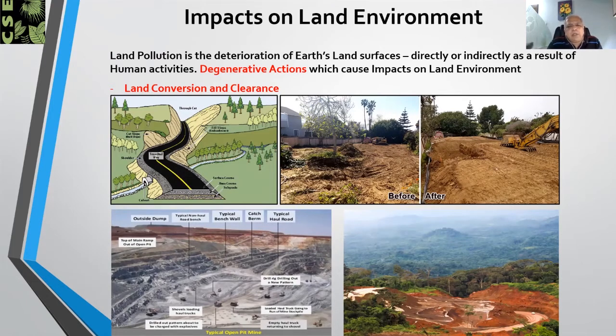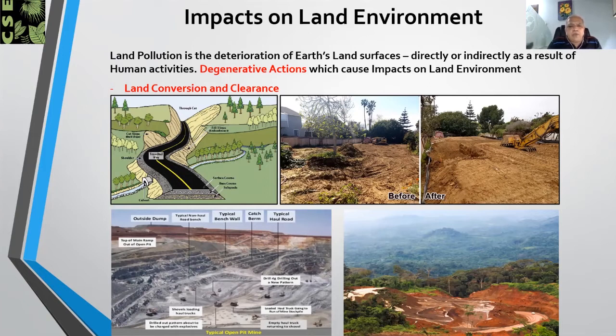Land conversion. What does the term conversion mean? The term conversion means the conversion of a fertile productive land, like from agriculture to residential or agriculture to industrial, or from a forest land to a non-forest land, maybe for mining. So all this is covered under the term conversion.